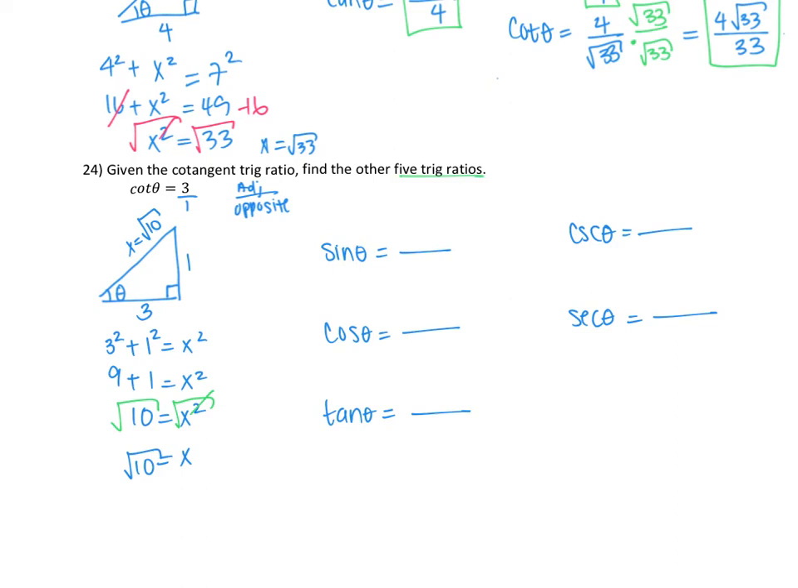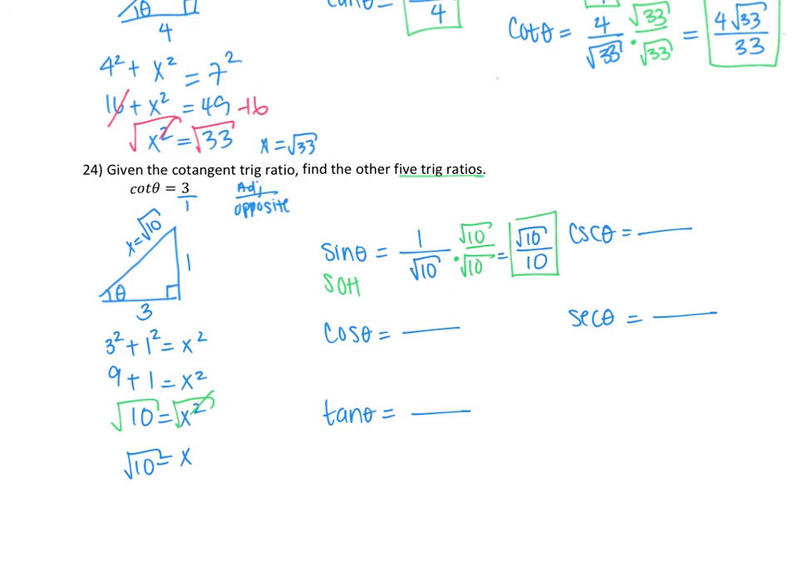So for sine, we need opposite over hypotenuse. So if you remember, sine is SOH. So I'm going to get my opposite, which is 1, and my hypotenuse, which is square root of 10. But I can't have a square root in the denominator, so I'm going to multiply top and bottom by square root of 10 and get square root of 10 on top and then 10 in the denominator. And so I'll just leave my answer like this. So this is my sine value.